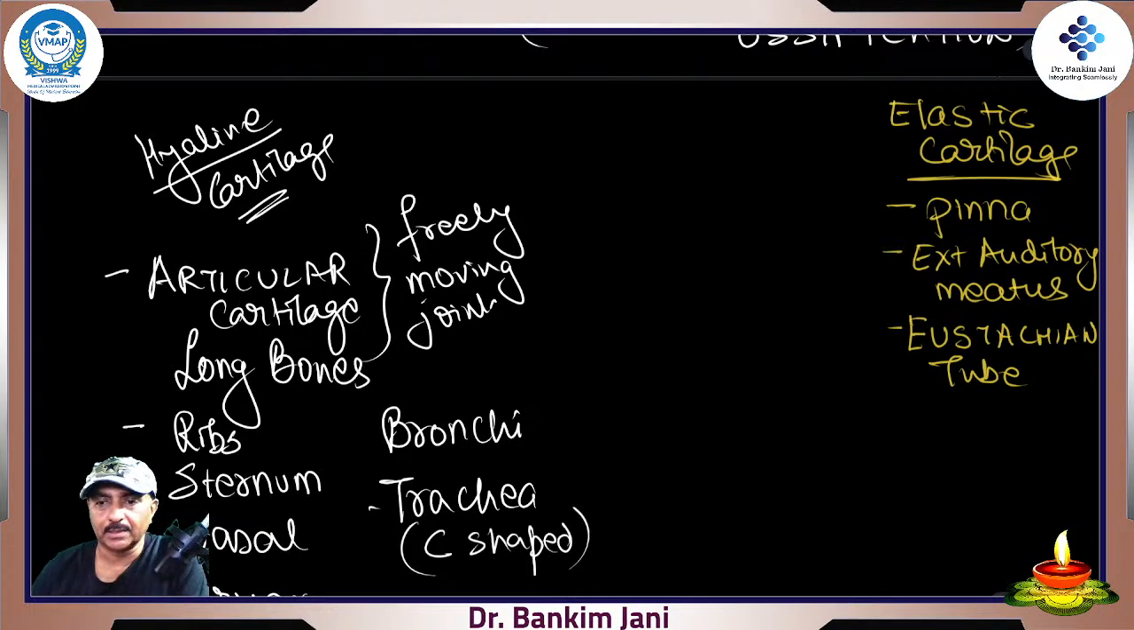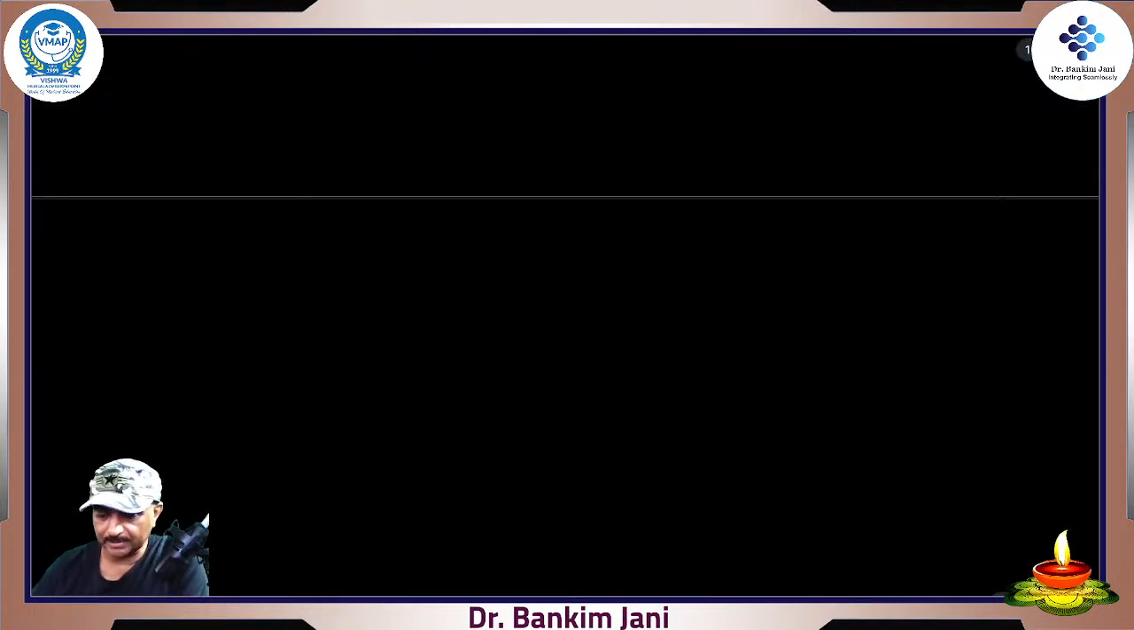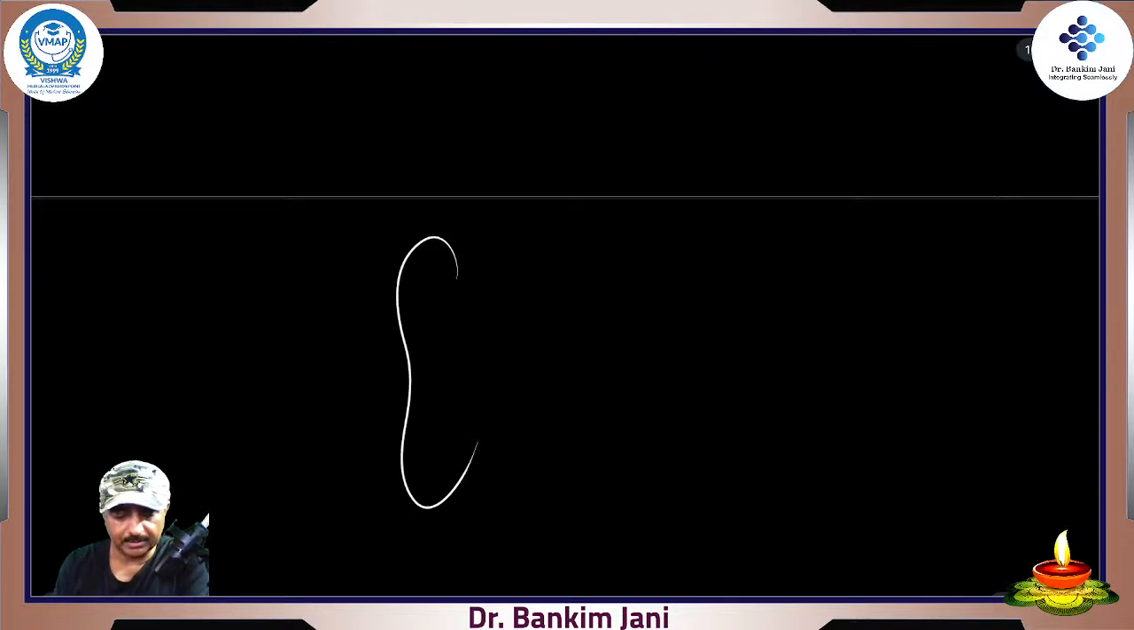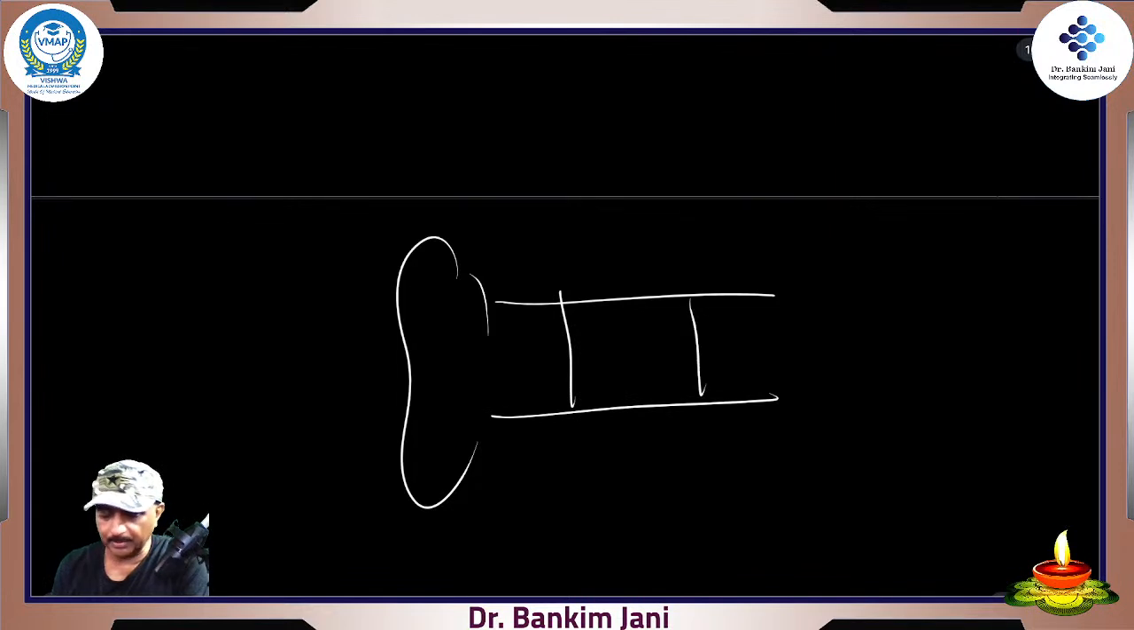Eustachian tube is nothing but, right? Let's write it over here. Here is the ear. This is the external ear. Then it is divided into three parts. This is external. This is middle. Right? This is the middle. And this is the internal ear.